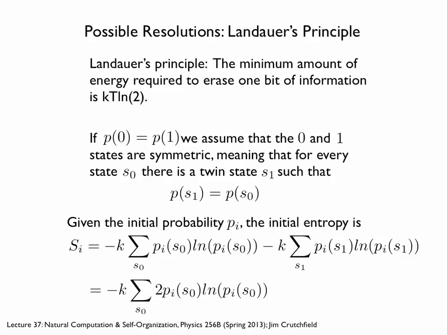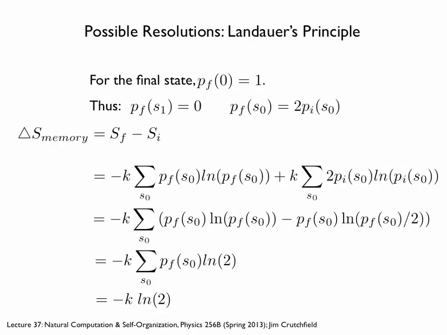And then you can evaluate what the initial entropy of this distribution is when the initial probability is equally 1 and 0. So we have the sum of the entropy of the 0 states and the entropy of the 1 states. But since these probabilities are equivalent, you can just combine them into one sum over the probabilities of the 0 states, and just add a factor of 2 out in front. And then for the final state, the probability of being in a 0 is 1, because that's our reset state, and the probability of being in the 1 state is 0.